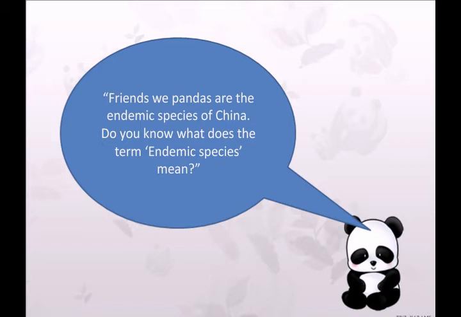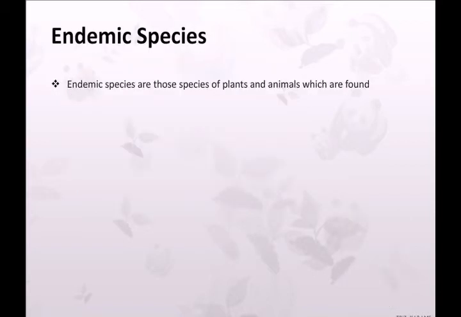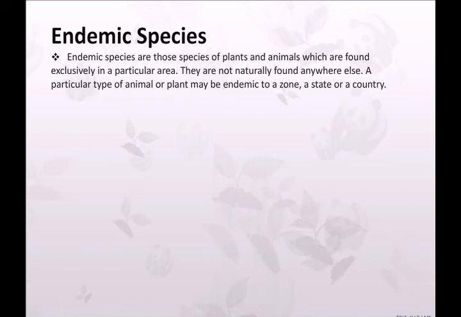Friends, we pandas are the endemic species of China. Do you know what the term endemic species means? Endemic species. Endemic species are those species of plants and animals which are found exclusively in a particular area. They are not naturally found anywhere else. A particular type of animal or plant may be endemic to a zone, a state or a country.